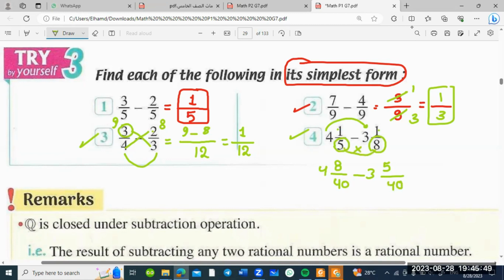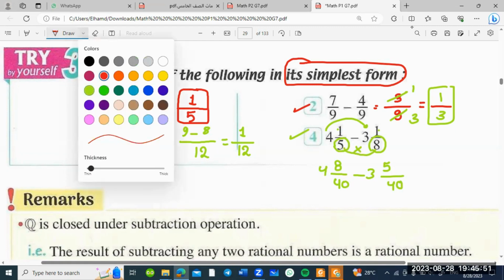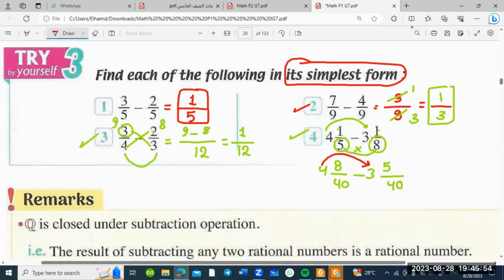Now, Miara, you will subtract the whole number first. 4 minus 3 equals 1. And then the fraction, 8 minus 5 equals 3 over 40. And this is the simplest form. This is better than changing to a fraction and then checking whether the denominators are equal, or doing cross multiplication and finding large numbers. If you can do it like this, it's easier than changing it to a fraction. Easy?